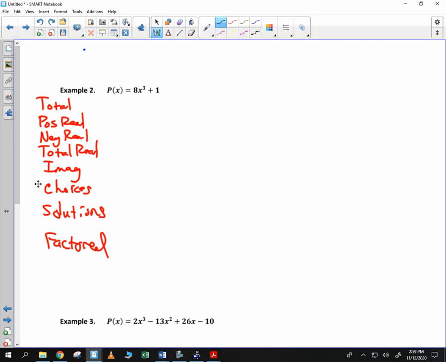Notice that the total is 3 due to my exponent. The positive real is 0 because there are no sign changes. If I plug in negative x, I get p of negative x is negative 8x cubed plus 1. There is one sign change. Therefore, there is one total real because 0 plus 1 is 1. If there is one real and there are 3 total solutions, that means 2 must be of the imaginary or complex form.